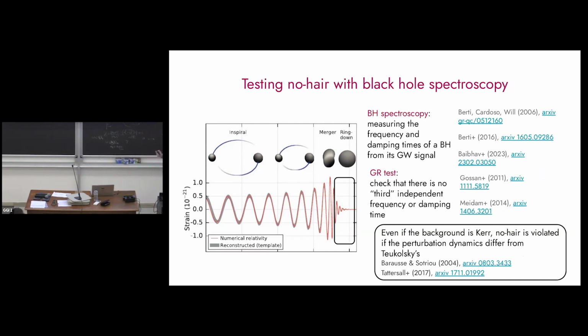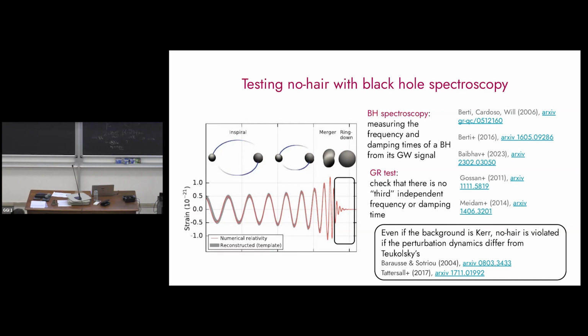Now, this is not a new thing. It's been around for, I would say, 20 years. So you have black hole spectroscopy, which is a more general program that goes beyond testing GR, which is the program of measuring the frequencies and damping times and measuring this spectrum. And then you can do whatever you want, but people like me would like to test GR with it.